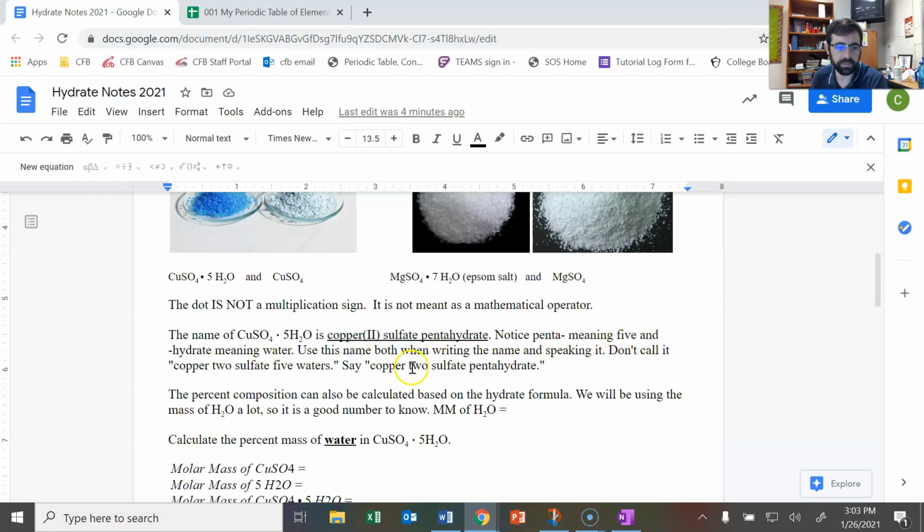Okay. Penta means 5. Hydrate means water. Use this name when you're writing it or when you're speaking it. We don't just call it copper 2 sulfate 5 waters. I did that once or twice because you hadn't heard the name yet, but that's not the right way to refer to it. You call it copper 2 sulfate pentahydrate. That's the name of it.